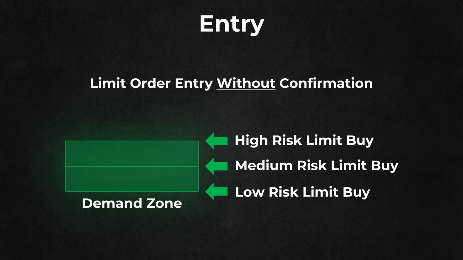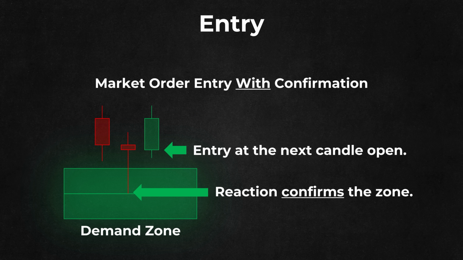The confirmation is some sort of reaction to the zone. For example, when a candle touches the zone and forms a larger wick. That is an indication that the zone will in fact hold. For market order entries, you can simply wait for the reaction to the zone and enter at the open of the next candle. For the target, there are a couple of options as well.